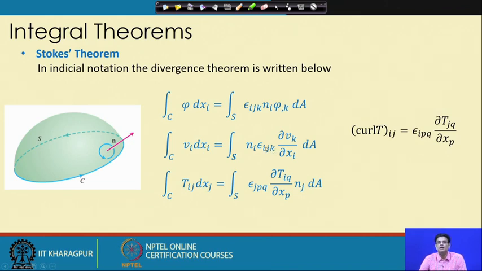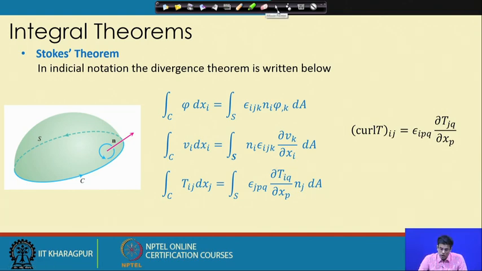If you remember, this epsilon_ijk is the Levi-Civita symbol, which is a third order tensor that will have 6 non-zero components, and all other components are actually 0. So, we can use it efficiently to write these equations in indicial form. Similar to that, this contour integral over the tensor field, which is T_ij dx_j, equals epsilon_jpq del of T_jq by del of x_p n_j dA. So, these are the indicial forms.